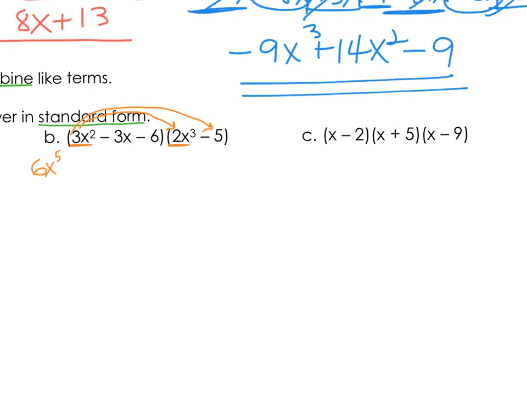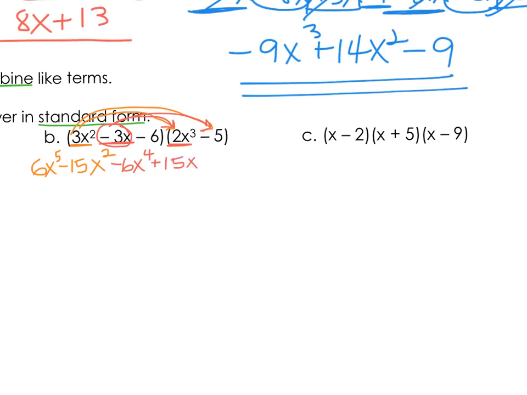And then if we take 3x squared times negative 5, that becomes negative 15x squared. Combining that with the next grouping, take negative 3x and distribute it to both terms. Negative 3x times positive 2x to the third would be minus 6x to the fourth. And then negative 3x times negative 5 would be positive 15x.